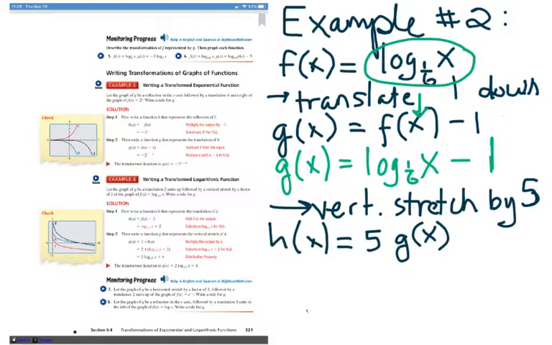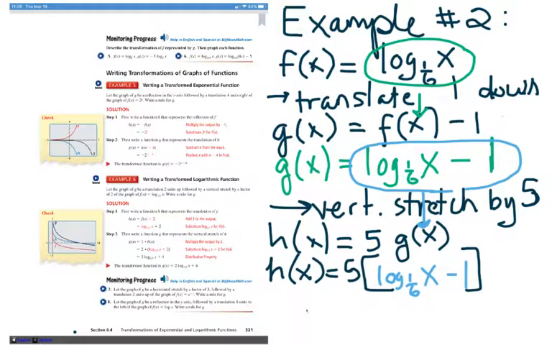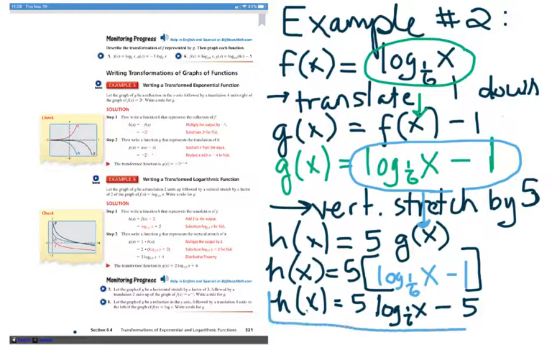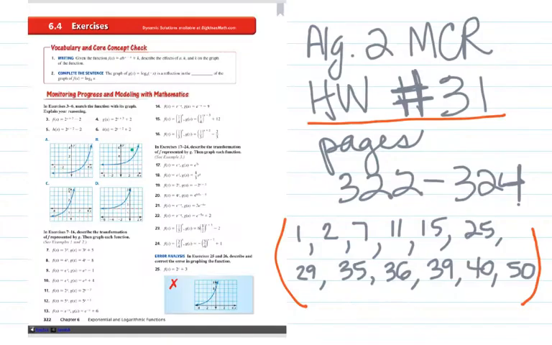So if I have g of x, that's going to go right here, and everything in g of x is going to get multiplied by 5, so it looks like this. And I distribute to get h of x equals 5 log base 1/6 of x minus 5. So that's the section 6.4.